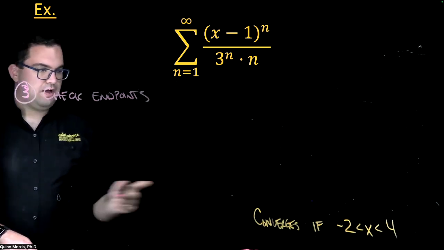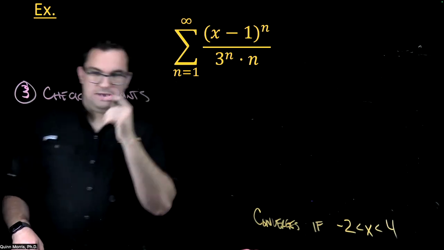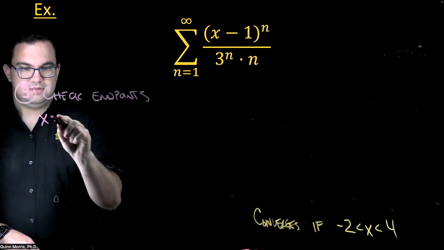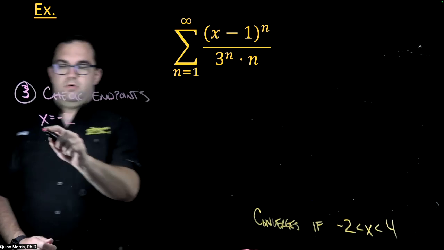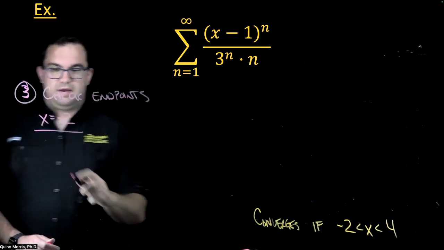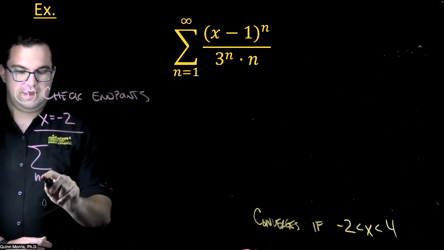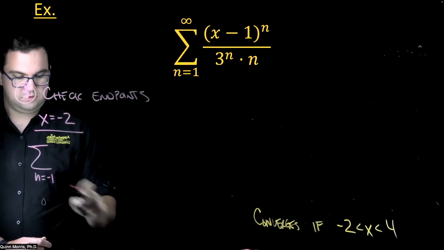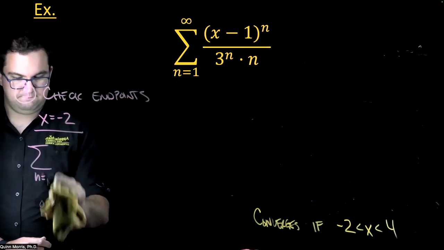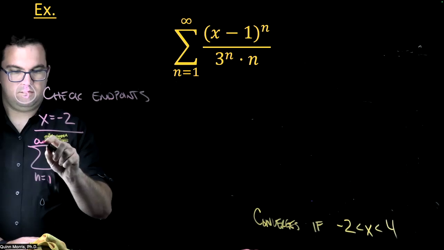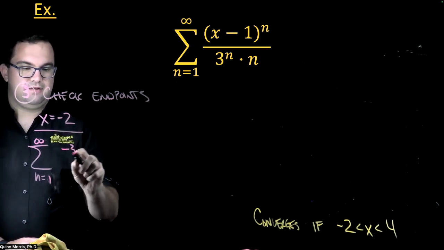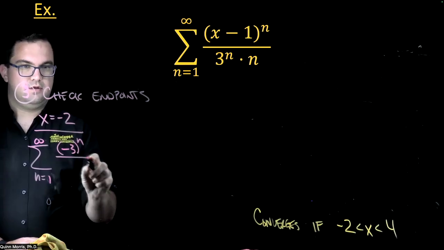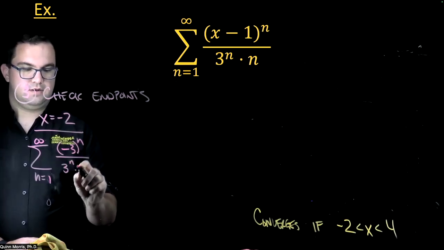Okay. So I'm first going to start by checking the lower one. So what happens if x is equal to -2? So let's just take -2 and plug it in here. So I plug in x is equal to -2, I'm going to get a -3 to the n divided by 3 to the n times n.